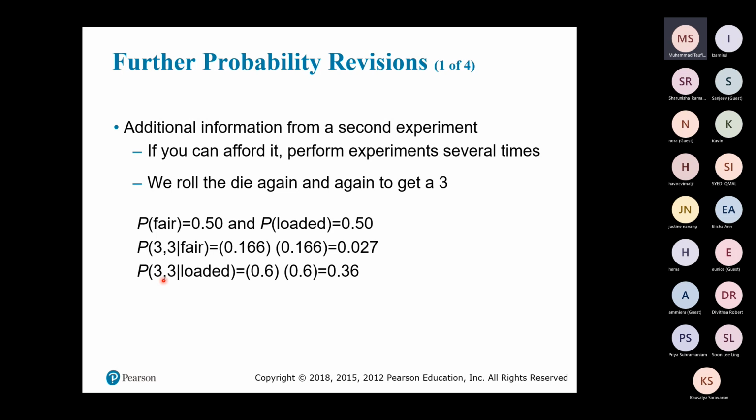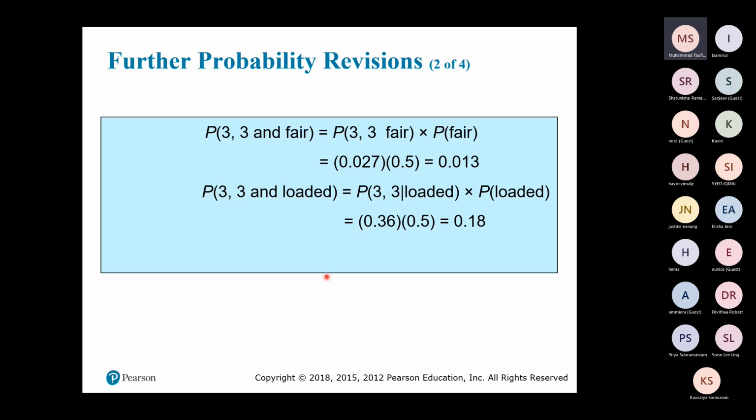Okey, kalau untuk dadu yang diubah suai, sama juga, kita cuma perlu darabkan kemungkinan dapat nombor 3 pada balingan pertama dan juga kemungkinan untuk dapat 3 pada balingan kedua. Jadi 0.6 darab 0.6 kita dapat 0.36. Okey.